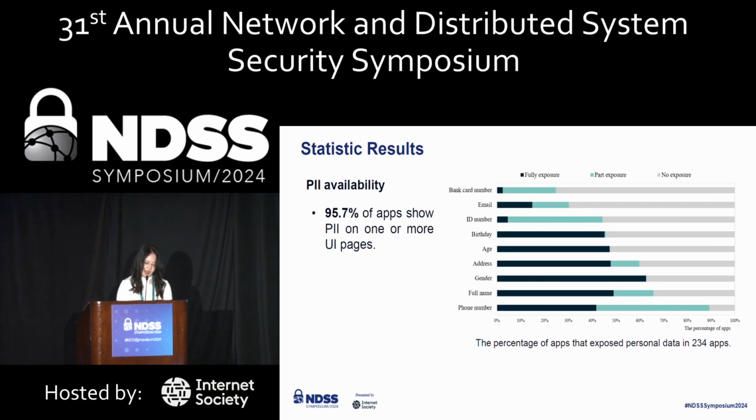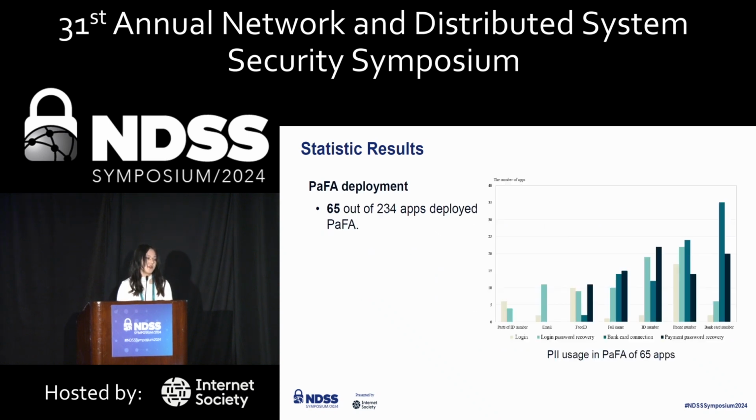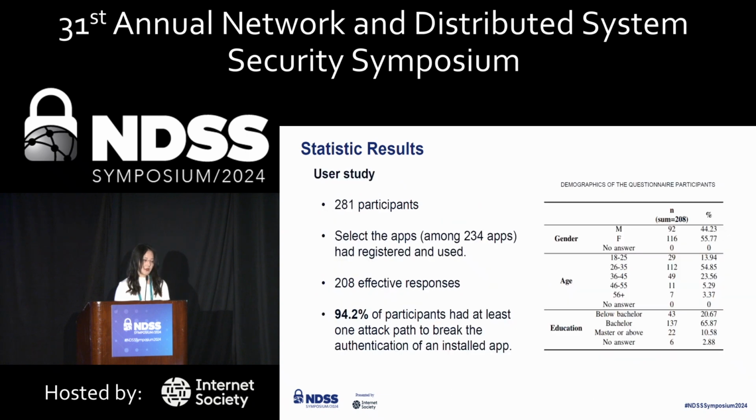According to statistics on 234 apps in the data set, 95.7% of apps show PII on one or more PII UI pages. 86.3% of apps have a complete display of PII, and 65 out of 234 apps deployed PaFA. And 75.4% of PaFA deployed apps are vulnerable to backyard attack. To estimate the real impact of backyard attack on users, we conducted a user study. Based on the survey results, backyard attack has a high success rate on real users.